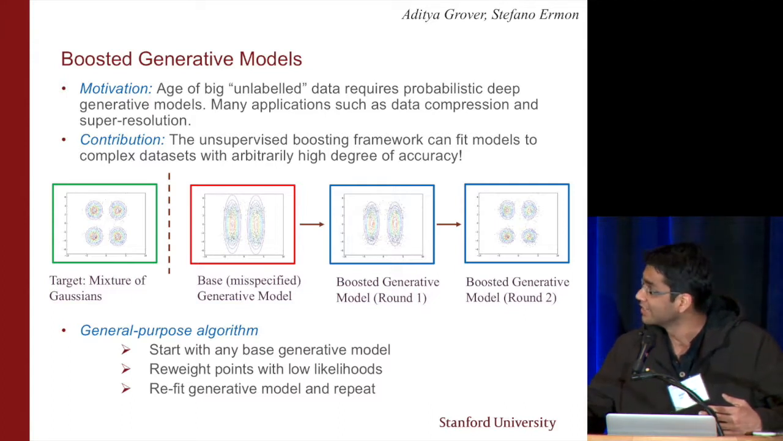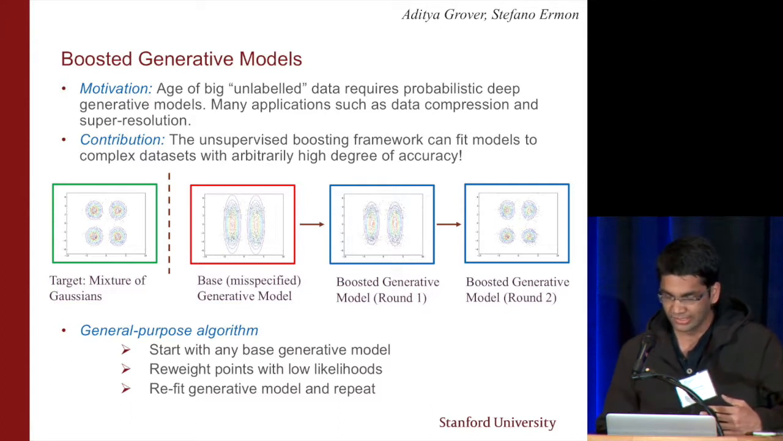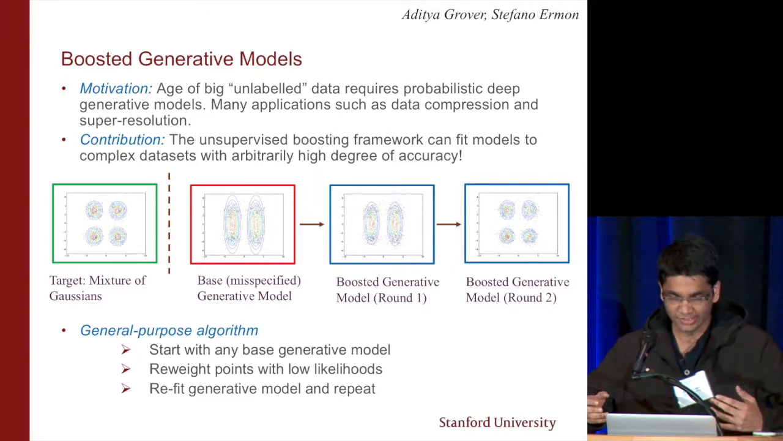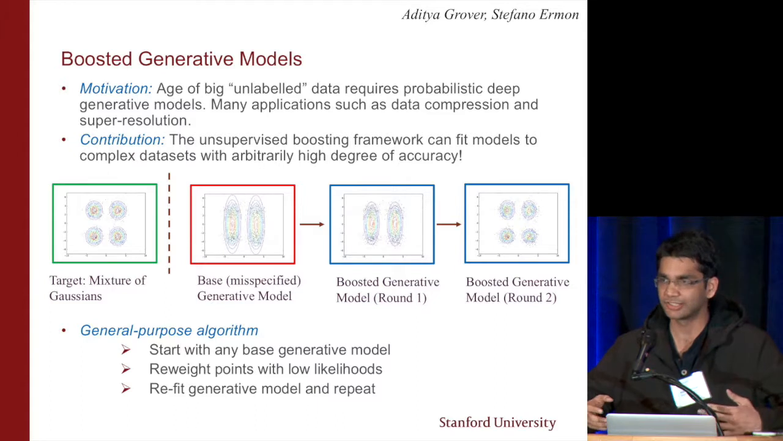So in the representative example that you see, for instance, if we want to learn a target distribution, which is a mixture of 4 Gaussians, we do so by first building an arbitrary base generative model. This generative model makes some mistakes, which we then use as a training signal for learning a new generative model that specifically focuses on the previous mistakes. Combining these via a boosting process results in a highly accurate boosted generative model.